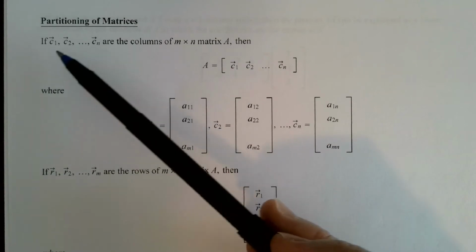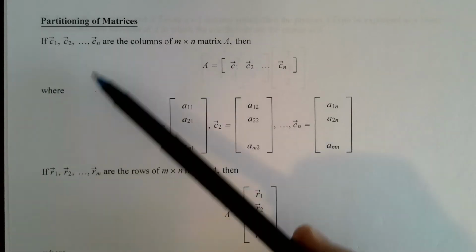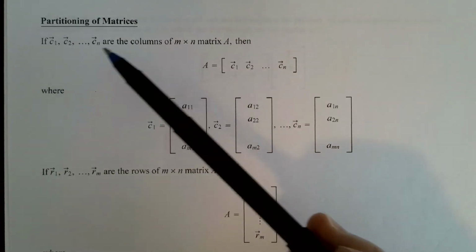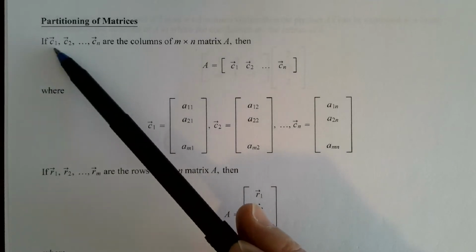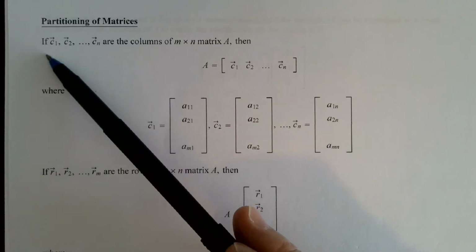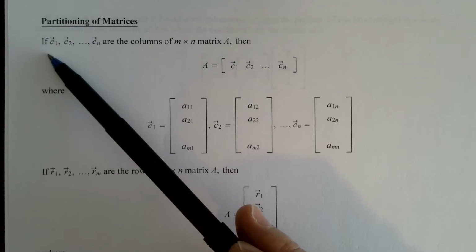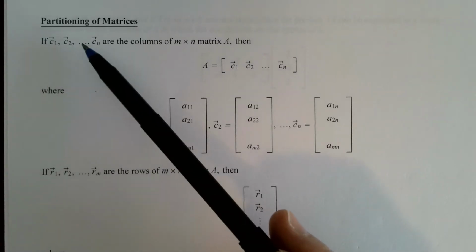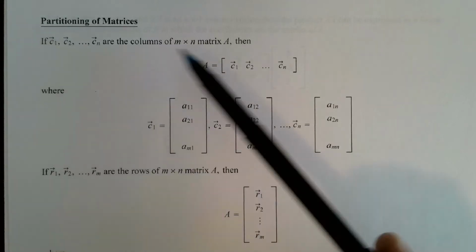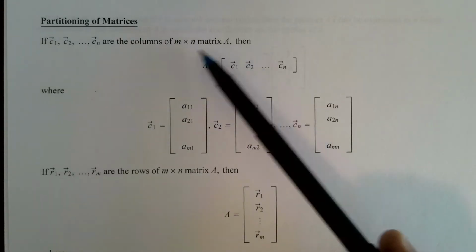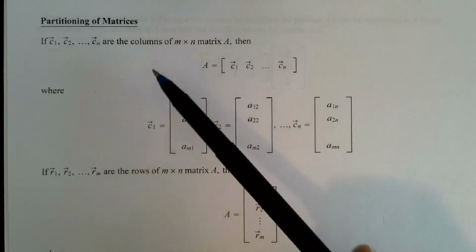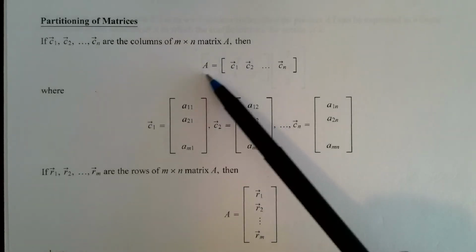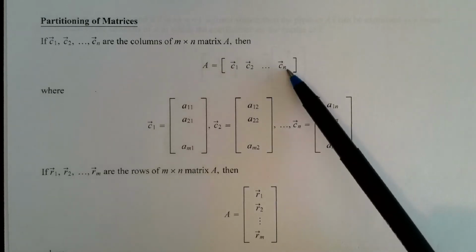So the columns are the ones going down a matrix. If we let those columns be column vectors, they're one column with the same number of rows that are in the matrix. If we call those columns C1, C2, all the way to Cn, because the matrix we're looking at, A, is M by N, so notice it has N columns, then we can write the matrix A a little more compactly this way.